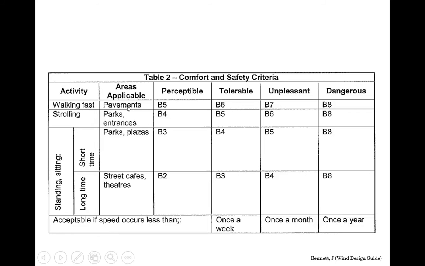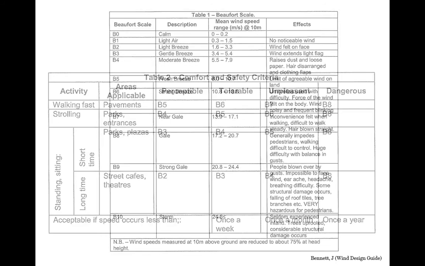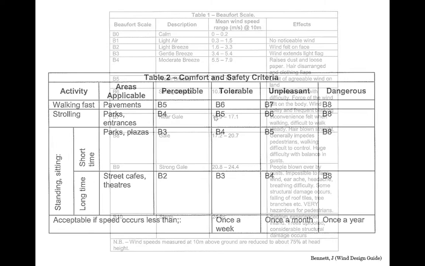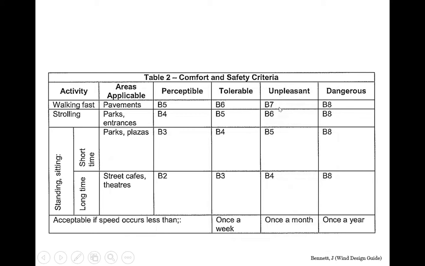So for example, if you're walking, tolerable would be B6. If we go back, B6, a strong breeze, 10 to 13 metres per second. So umbrellas used with difficulty, force of the wind felt on the body, and in this guidance that would be considered tolerable. So in other words, if you're walking about a city and there's quite a strong wind, but you're walking, you would think, well, that's acceptable. And you're walking along the street and it is a windy day. But it's sort of different if you're sat, for example, in a park or a plaza which has been designed, experiencing that level of wind. You would consider it unacceptable because you're perhaps sat down, it's a space which has been specifically designed, so it should have been addressed. So really important to understand those different levels of tolerance.